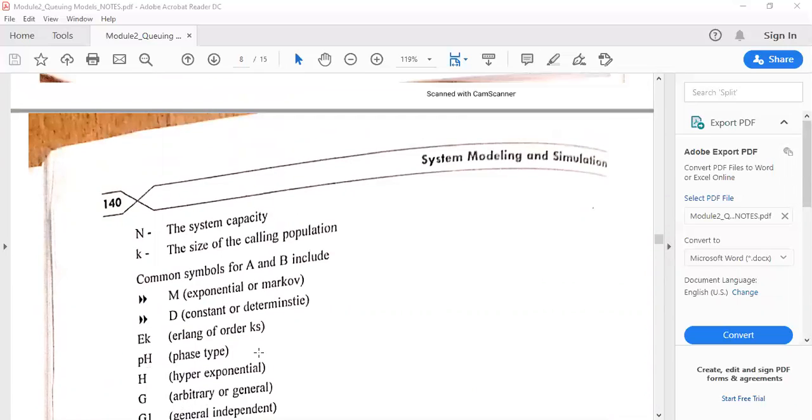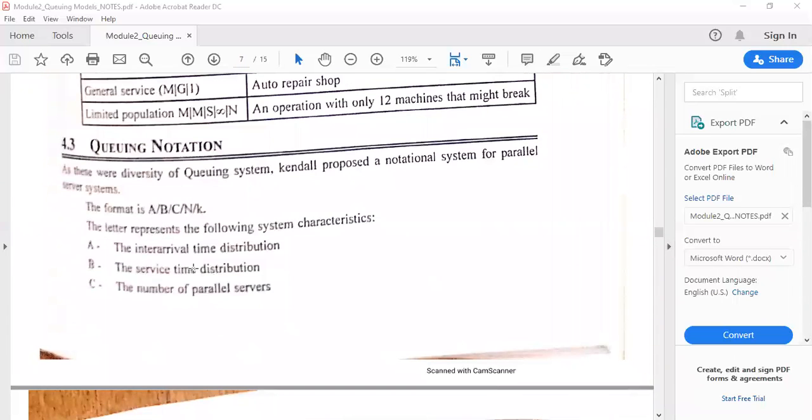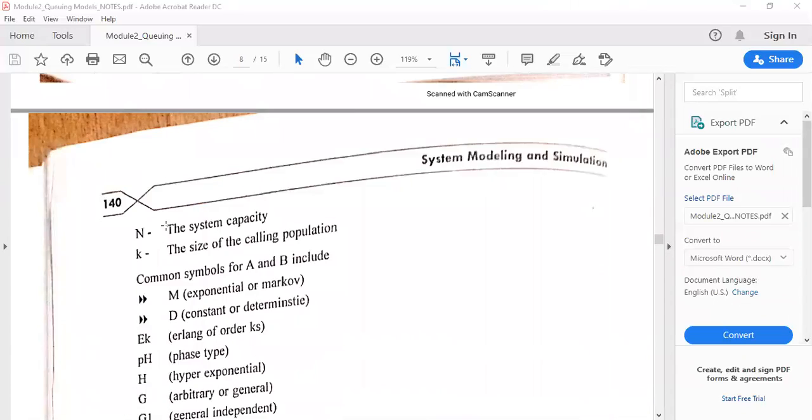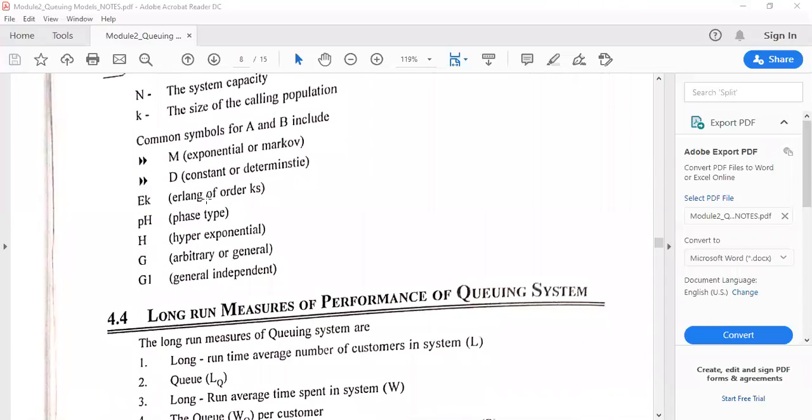So this is a very, very important topic, repeatedly asked in your exam, as to define queuing notation. If they ask for queuing notation, you have to write the format and explain each and every variable and the common symbols for A and B.